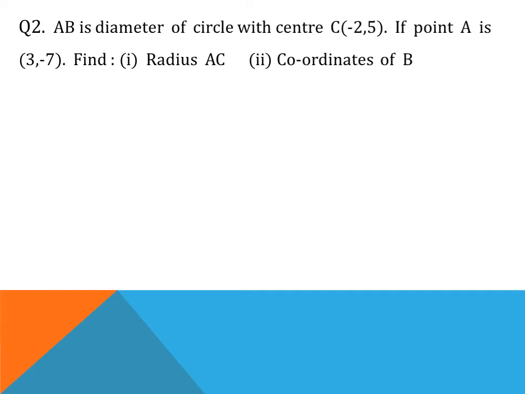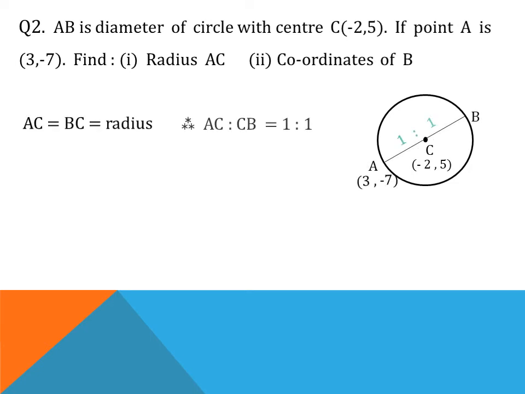In the next question, they have given us the coordinates of center of a circle. Now since AB is the diameter, hence points A and B both would be lying on the boundary of the circle. So we know that AC and CB are both radius, so they both will be equal. So since they are equal, their ratio will be 1:1. So that is AC is equal to CB is equal to 1:1.